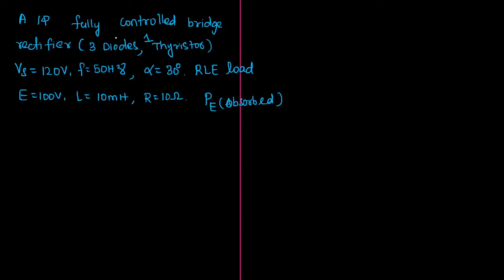They told a single phase fully controlled bridge rectifier with 3 diodes and 1 thyristor. It's a beautiful question. The source voltage is 120, frequency 50 hertz, and they are firing this one thyristor. Alpha is given. It is supplying an RLE load, where the values of E, L, R are clearly given. The question is to identify the power absorbed by the battery E. That's all.